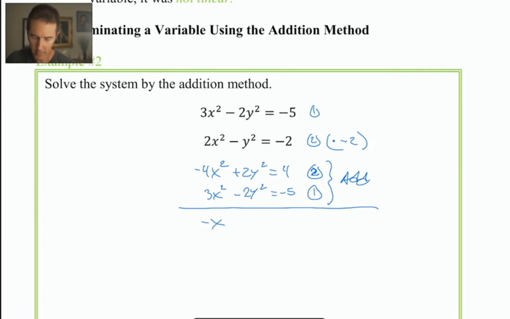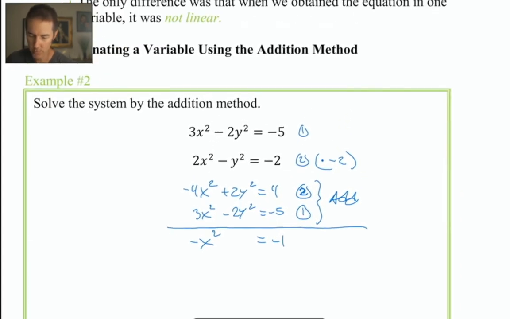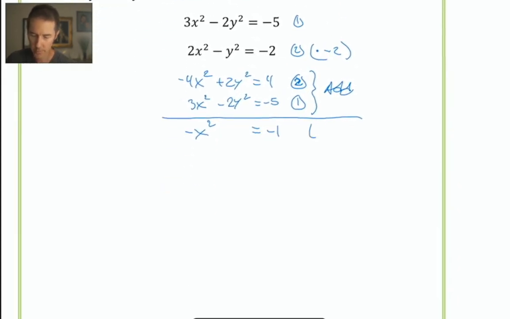We get -x squared equals -1. Multiply both sides of that equation by -1 times -1. There we go. Now we've got x squared equals 1. And if we take the square root of both sides, we find that x equals, and what's the square root of 1?